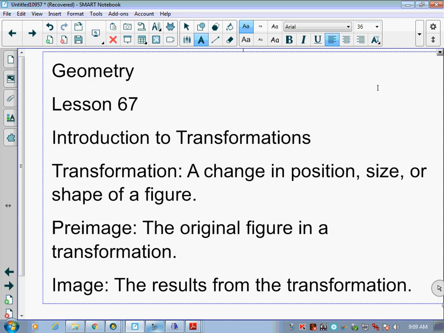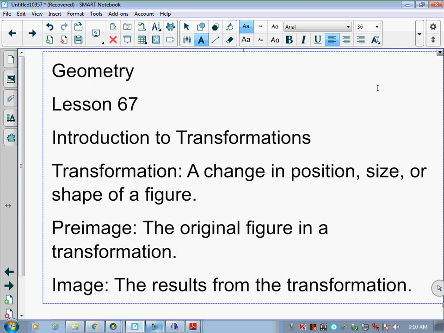And then we get into pre-image. What is a pre-image, Miss IL? Original figure and transformation. Okay, so we have to start with something. And when we're talking about figures, we're talking about two-dimensional shapes. It could be a circle, it could be a trapezoid, it could be a square, it could be a lot of different things, but we have to have something that we're starting with. So we're going to start with what is called the pre-image. Pre means that it comes before.